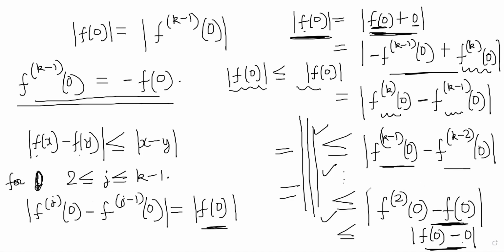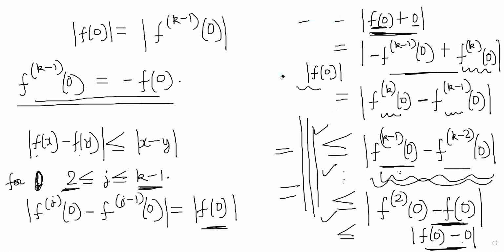Why am I putting a j here? I'm saying any step here, any of these where j was between 2 to k minus 1, all of it must be equal to mod of f of 0, right? Because all of these inequalities must be equalities, right? So therefore, let's rub off some space and we will write it here itself.